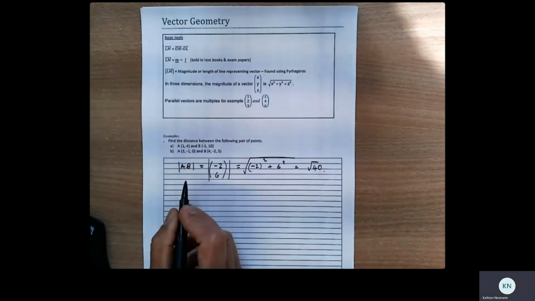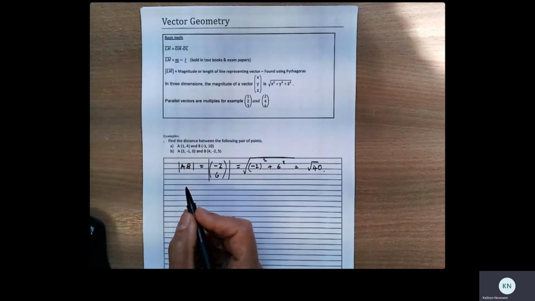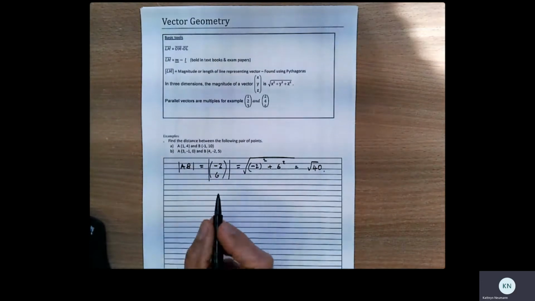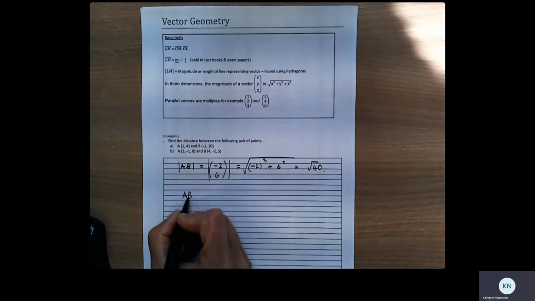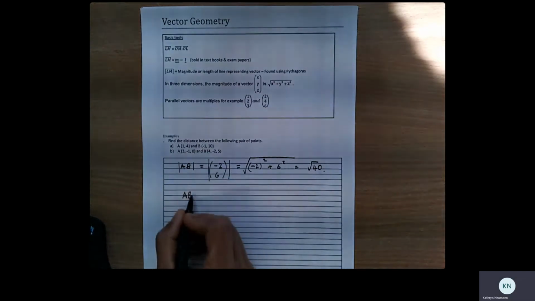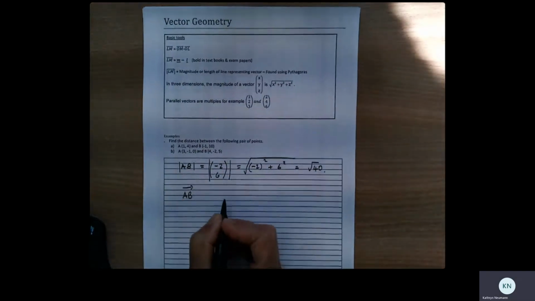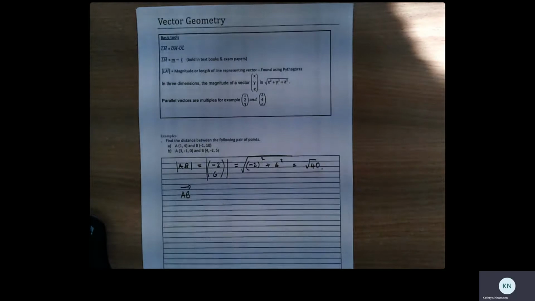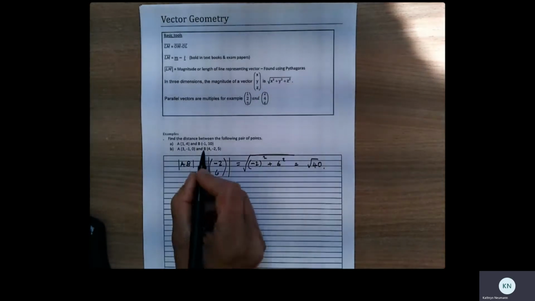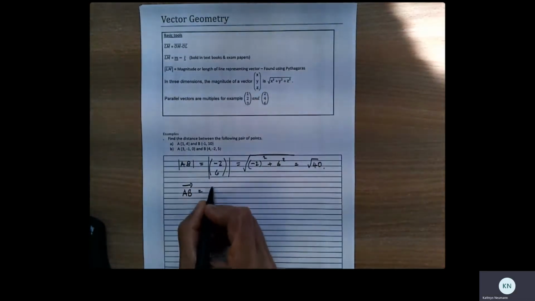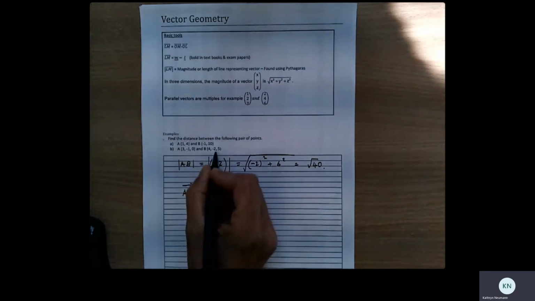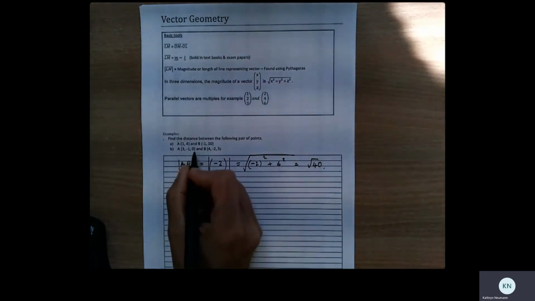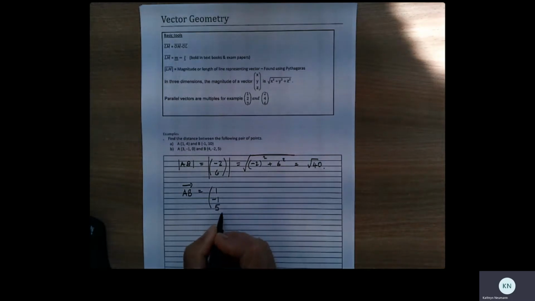Part B, we're going into three dimensions. So what we need to do here is make sure that we've clearly got the vector from A to B. If it's a numerical example like this, you can just say to yourself, how would I get from A to B? That vector is going to be, to get from A to B, I'd go 1, minus 1 to minus 2 is minus 1, 0 to 5 is 5.